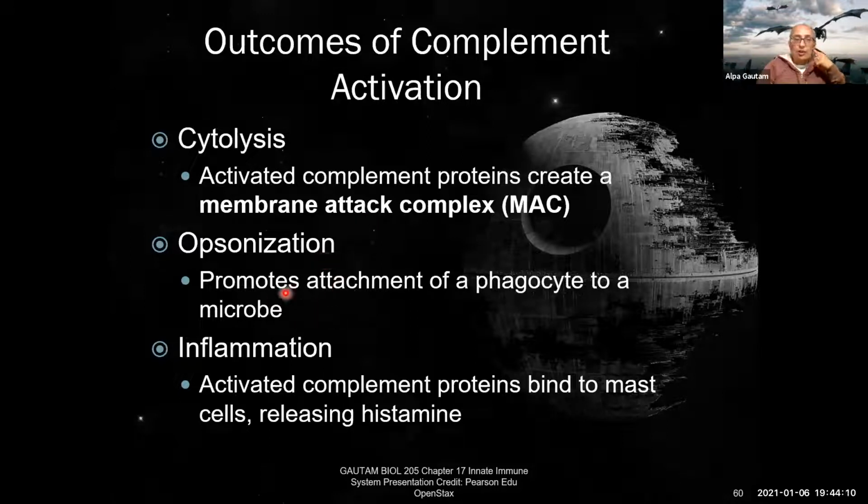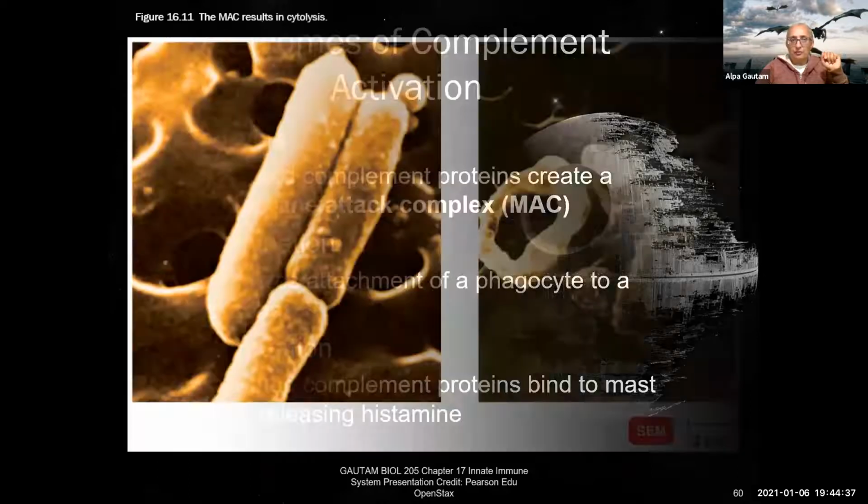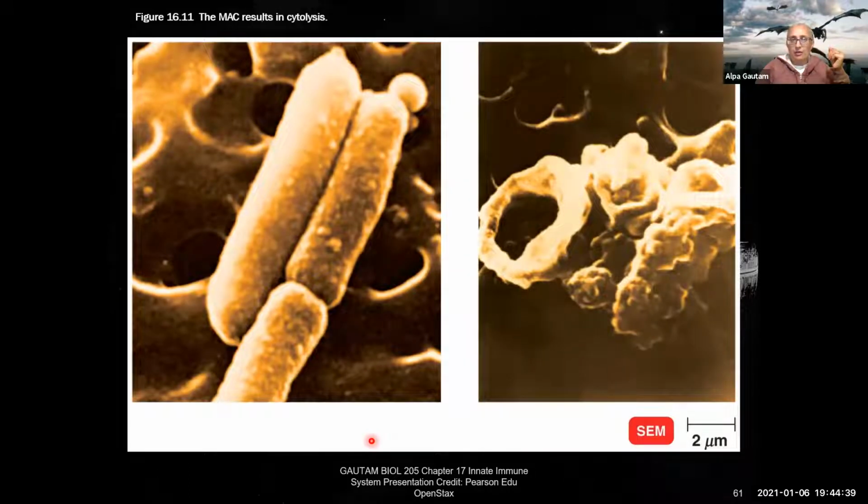Opsonization, as I said, promotes the attachment of phagocytes to that microbe because it's tagging it. It's coding that microbe so that other white blood cells, other phagocytes, will have positive chemotaxis towards that microbe and phagocytize it. Also inflammation, because these complement proteins that have been activated will bind to mast cells, as I was saying, and cause a release of histamine. And of course, we know histamine is a vasodilator.